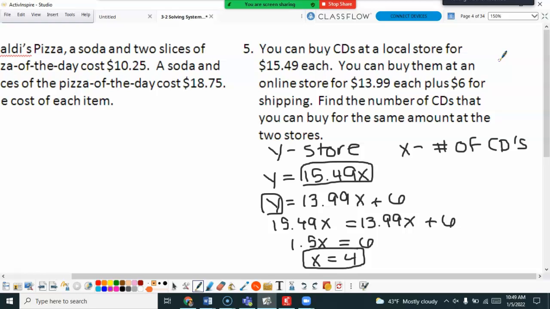We don't have to solve for y in this problem because it didn't say find the cost. It just said find the number of CDs. So we don't actually have to solve for y in this problem.